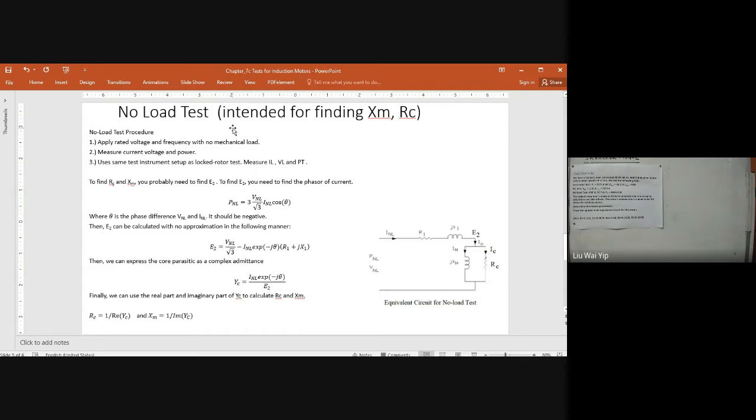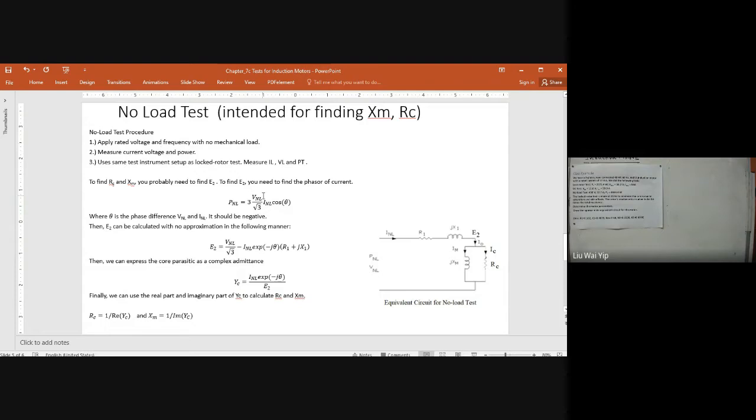Yeah, the purpose of this test is to find the parasitics of the core, which includes the core resistance and the magnetizing impedance, the magnetizing reactance. And this is just my suggestion. You may have better methods. So what I normally do is I find out the line current first. At least, we have already got the magnitude of the line currents.